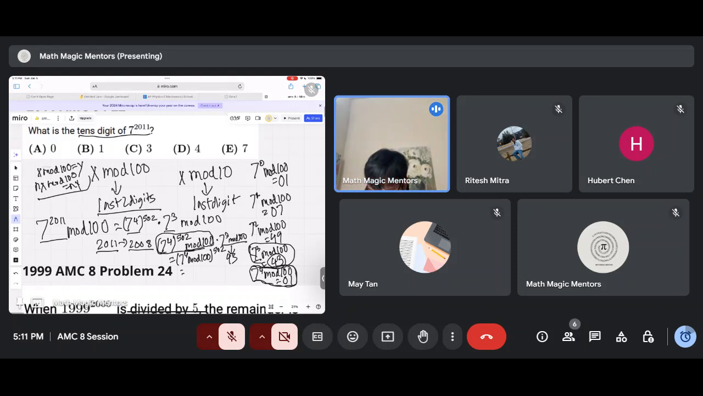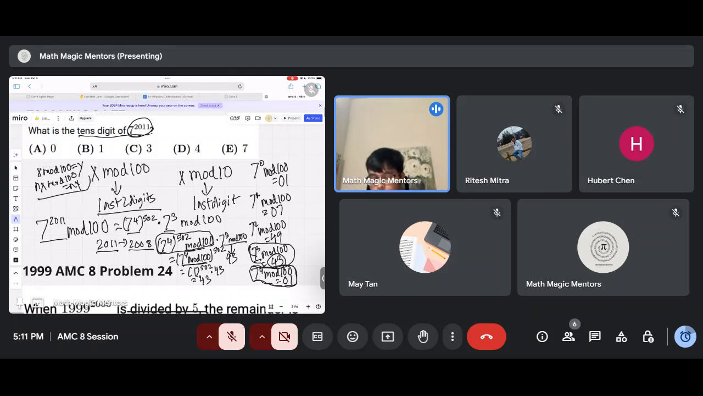And so going further, that's 7 to the 4 mod 100 to the 502. Well, 7 to the 4 mod 100 is really easy. That's the whole point of why I tried to get the nearest multiple of 4, right? It's just 1. So 1 to the 502 times 43. Well, 1 to any number is just 1, right? So it's just 43. And so we have the last two digits of 7 to the 2011. But what we want is the tens digit.